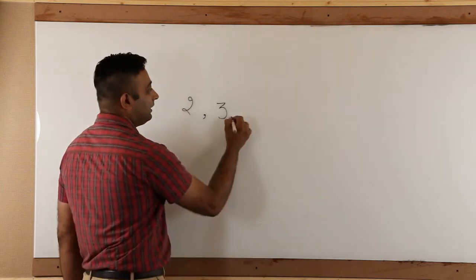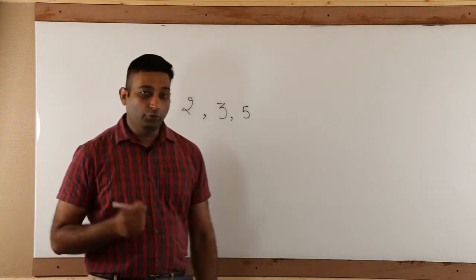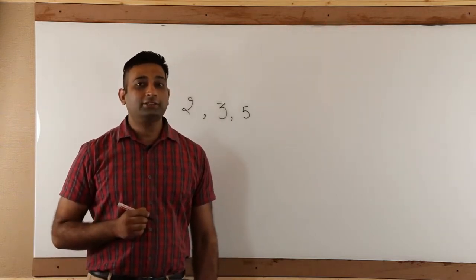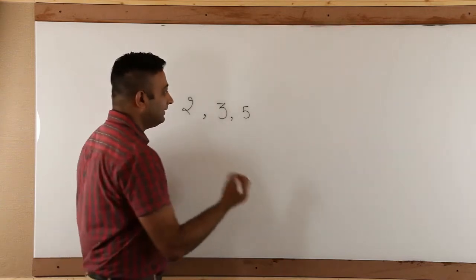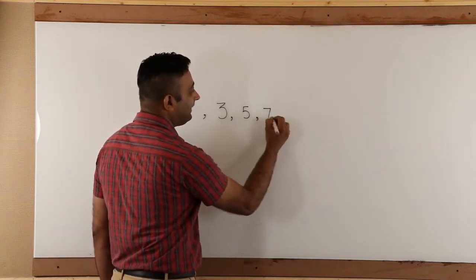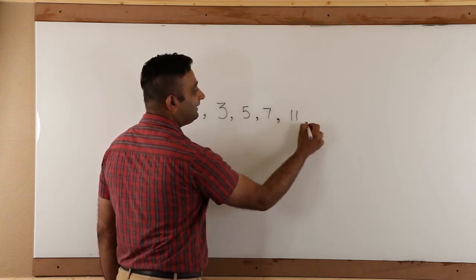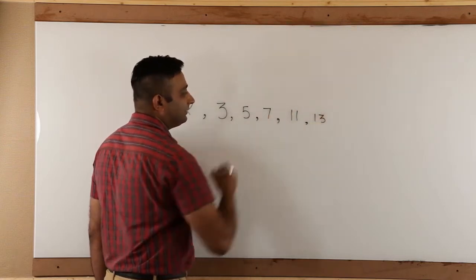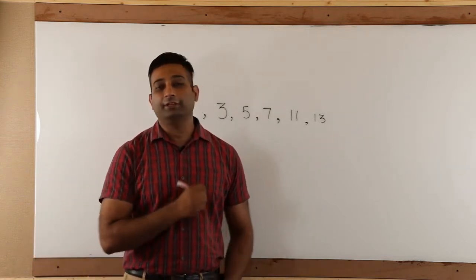Now next prime number is 5. We know that there are only 2 factors of 5, that is 1 and the number itself, that is 5. The next prime number is 7 and the next prime number is 11 and the next prime number is 13. So these are the prime numbers which are lesser than 15.